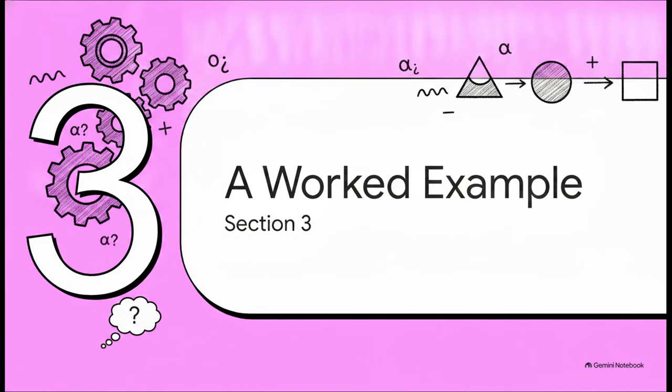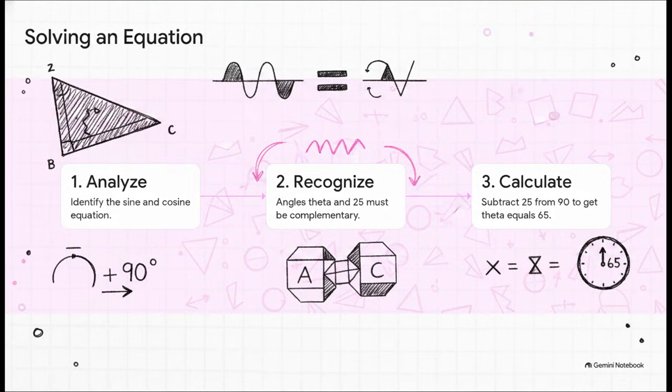Let's put this into practice. Section 3, a worked example. Let's see how this builds step by step with a real problem. Imagine you're given this equation: sine of theta equals the cosine of 25. Step 1, just analyze what you're looking at. You have a sine expression set equal to a cosine expression.